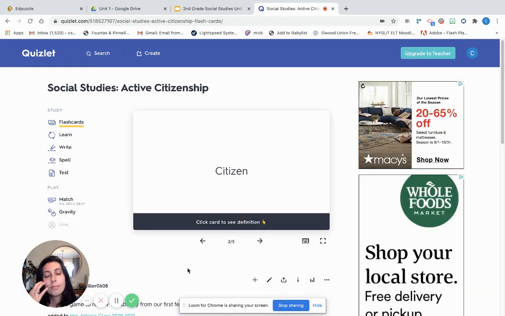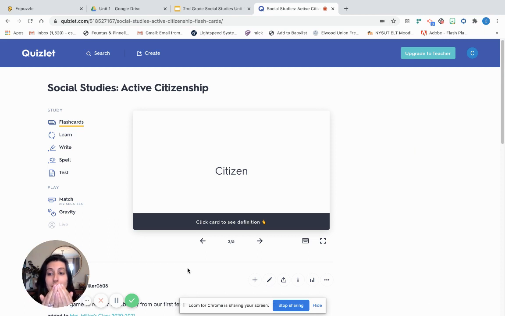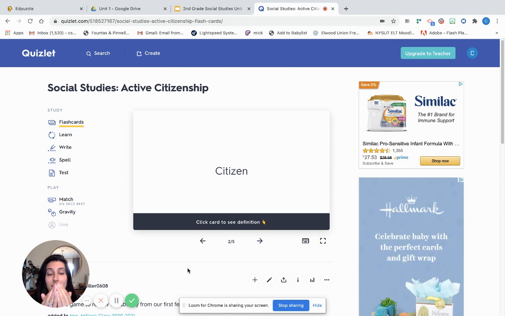Okay, next is the word citizen. Can you think of a definition for the word citizen? What does the word citizen mean to you? Again, I'll count down from 10 to 1. I want you to either tell somebody next to you, or you could even say what you think the definition is into your hand. Okay, ready? And go.